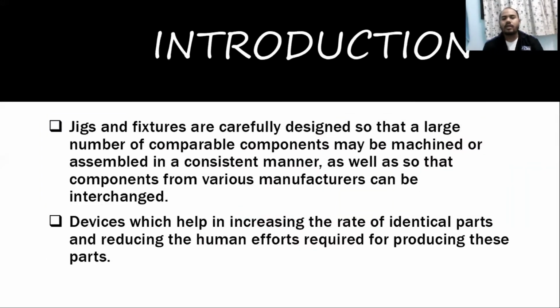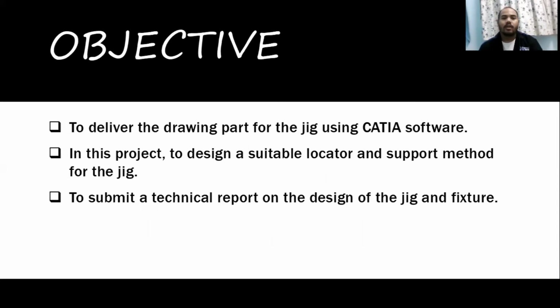For the introduction, jigs and fixtures are carefully designed so that a large number of comparable components may be machined or assembled in a consistent manner. This means the tool saves time and is reusable for making other products in the manufacturing industry. It is a device which helps increase the rate of identical parts and reduces human effort. This is the main objective of the jig and fixture.